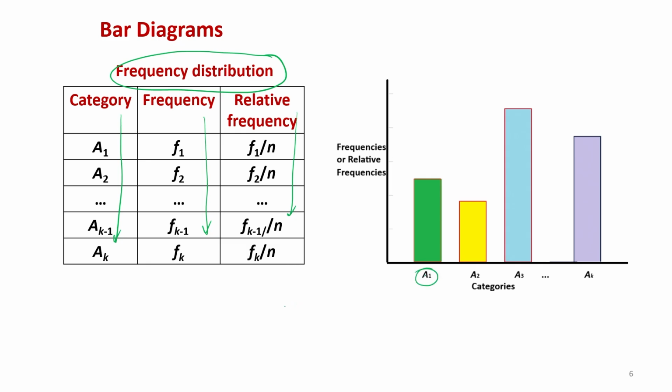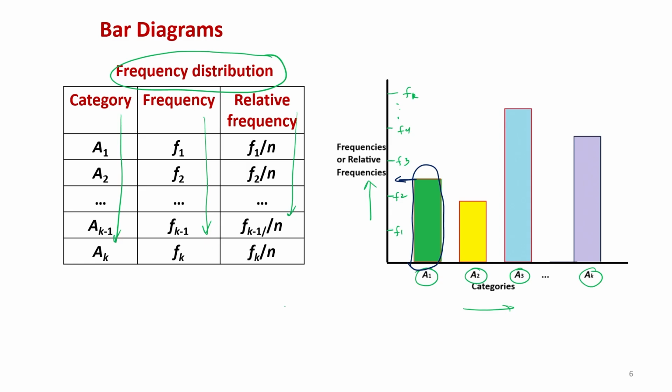On the x-axis we have these categories A1, A2, A3 up to AK, right. And then the frequencies or the relative frequencies are on the y-axis. So, for example, this frequency can be F1, this can be F2, this can be F3, this can be F4, up to Fk, like this. And for each category, we create a bar. For example, you can see here, this is the bar of category 1, and this is either the frequency or the relative frequency.